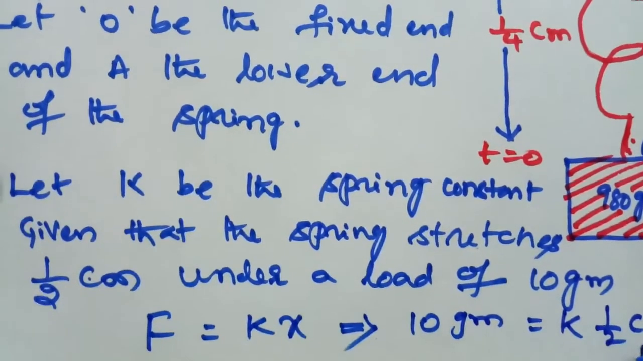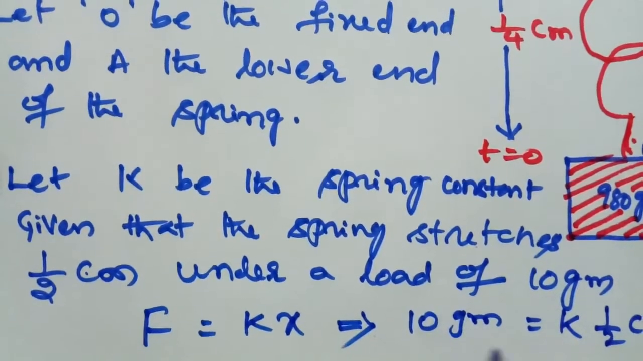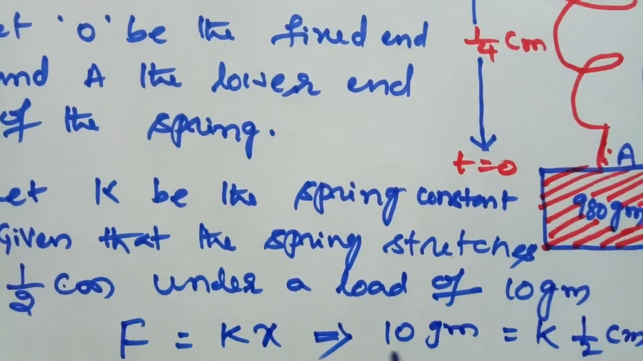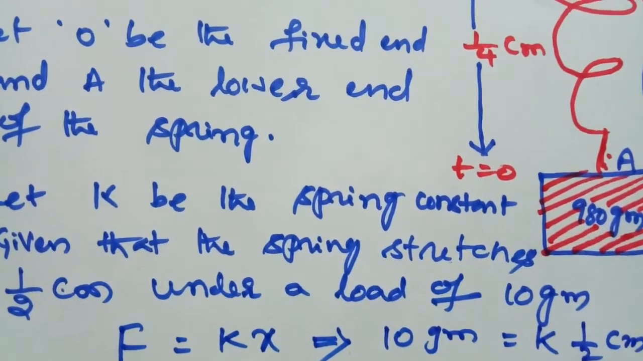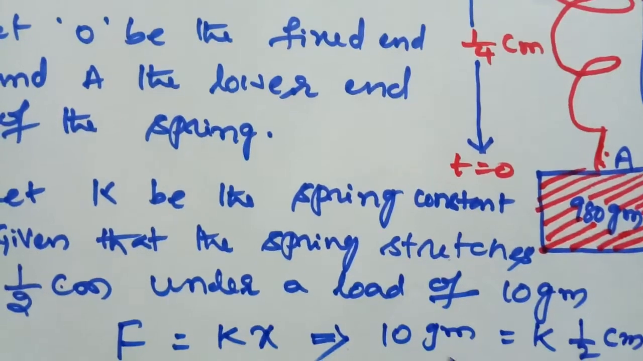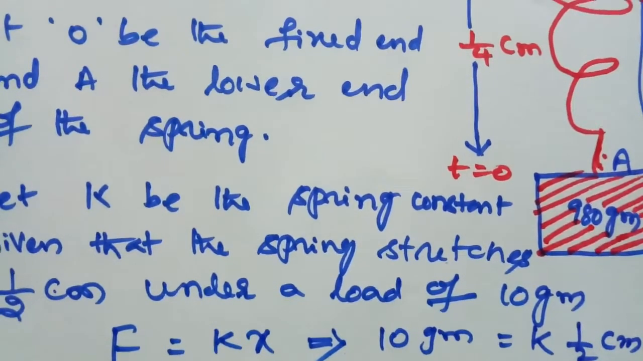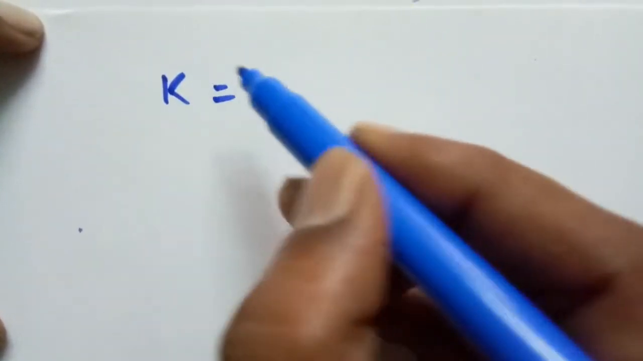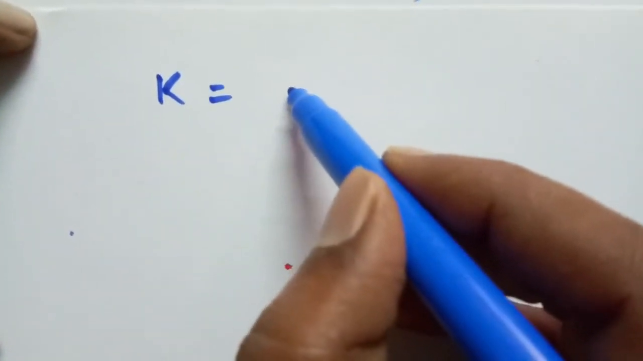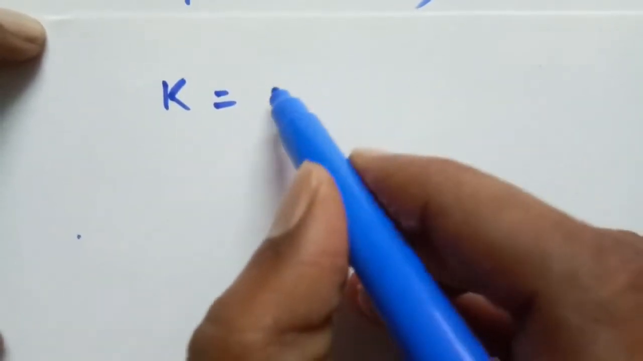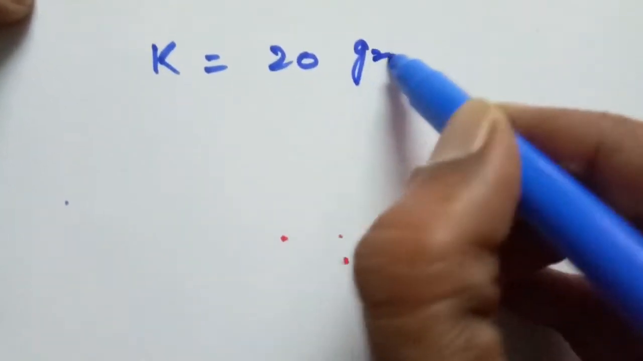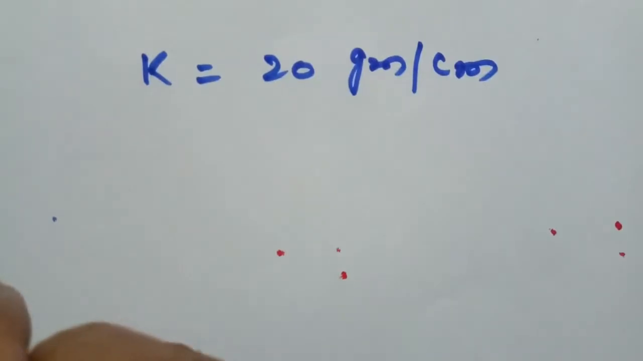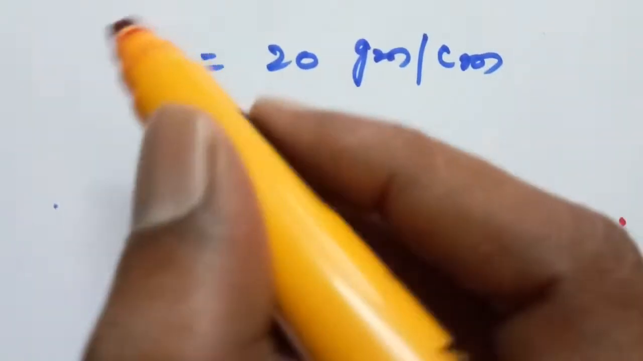We continue with centimeters because here the weight is in grams. In the previous problems, the weight was given in kg, so we took meters. So here the weight is given in grams, and we proceed with centimeters. Therefore, K is equal to, by cross multiplication, 2 into 10, 20 grams per centimeter. This is the stiffness of the spring or spring constant.